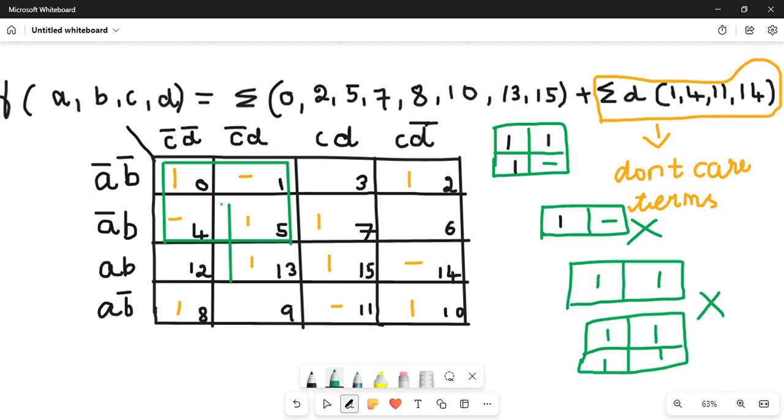That is, cell number 1 and cell number 4 are don't care terms, and cell number 0 and cell number 5 are the 1 cells, right?